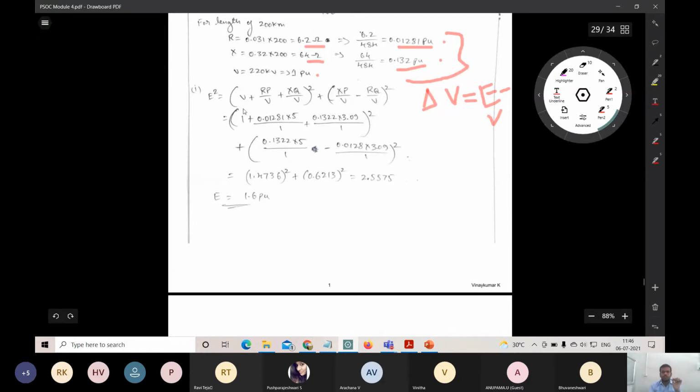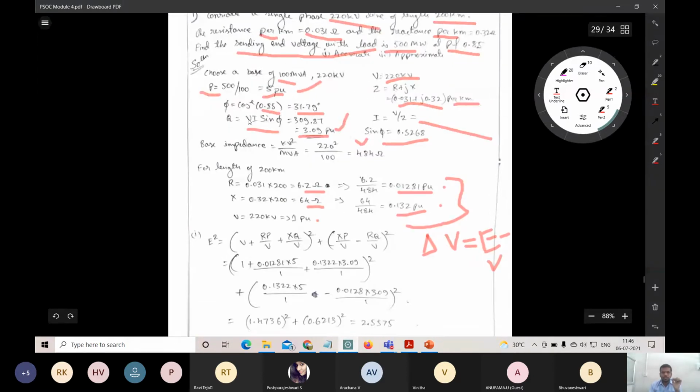Right? So V is 1 plus R. What is the R value? R value is 0.01281. And P is our 5, and divided by V. Denominator is the same. So don't go for taking the LCM. Even if you take the LCM of the same value, the value will be only 1. So that value is our 1 per unit. Similarly here also Xp, Rq. And anyway the voltage is 1.